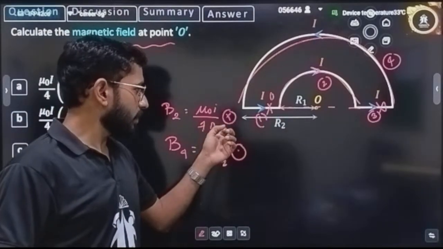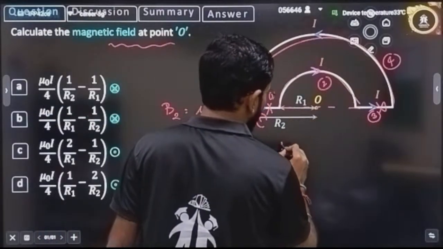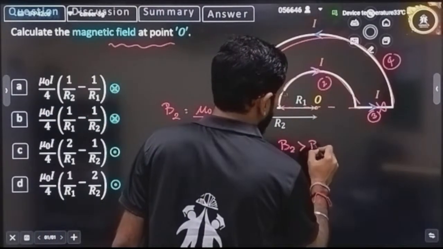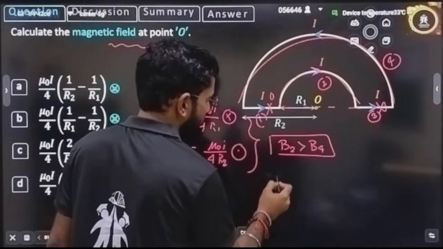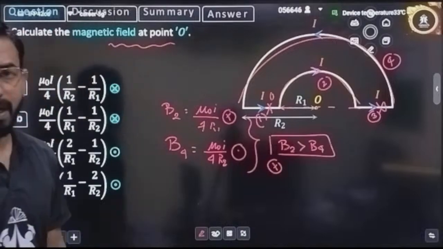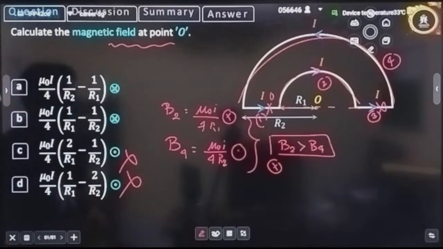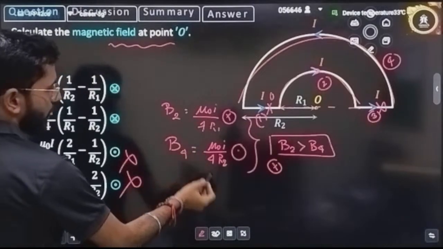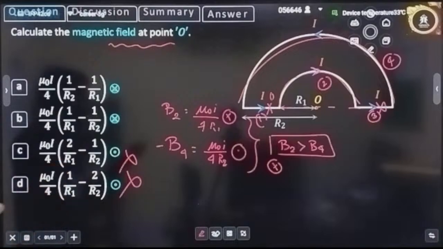Obviously, it is inversely proportional to the radius, that means B2 is having smaller radius, so B2 is going to be greater than B4. That means inside the plane is the net. If I combine these two, the net magnetic field is going to come inside the plane because B2 has higher magnitude. That means this option and this option are clearly incorrect. And you just have to do addition, and this will come with a negative sign because it is going inside the plane, opposite direction vectors.